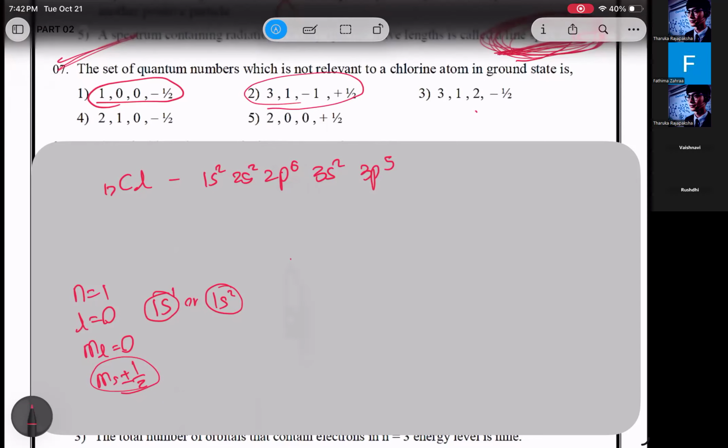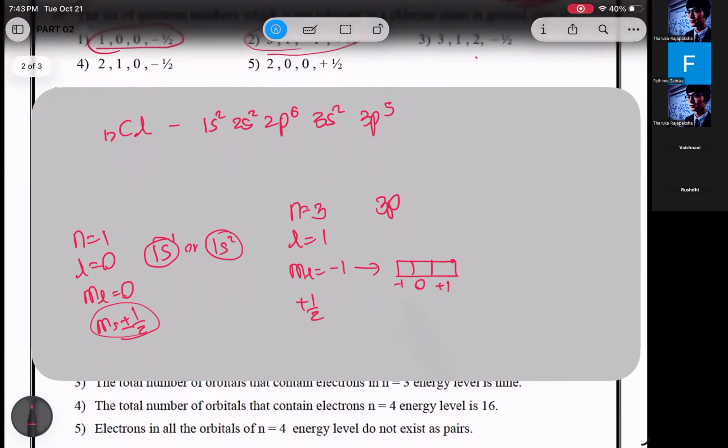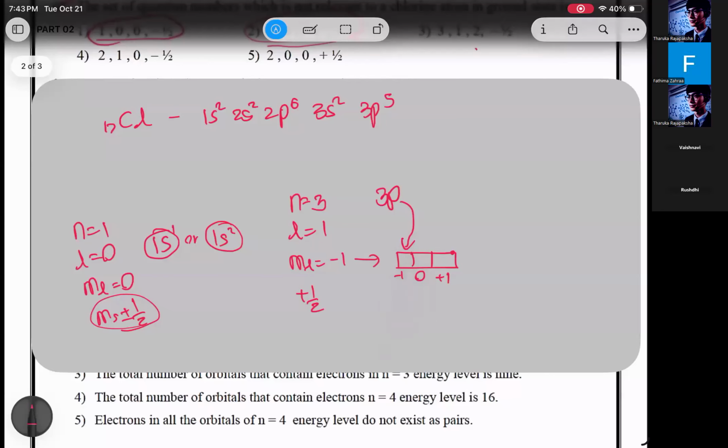Then look at the second one. What does the second one tell? n equals 3, l equals 1, and m sub l equals minus 1 and plus or minus half. දැන් m sub l minus 1 කියන්නේ මේක p එකකනේ තියෙන්නේ. Minus 1, 0, plus 1. හරි. They are talking about a 3p electron. Actually, they are talking about the 3p electron which is in here. මෙන්න මෙතන තියෙන 3p electron එක ගැන තමයි කියන්නේ. හරි.